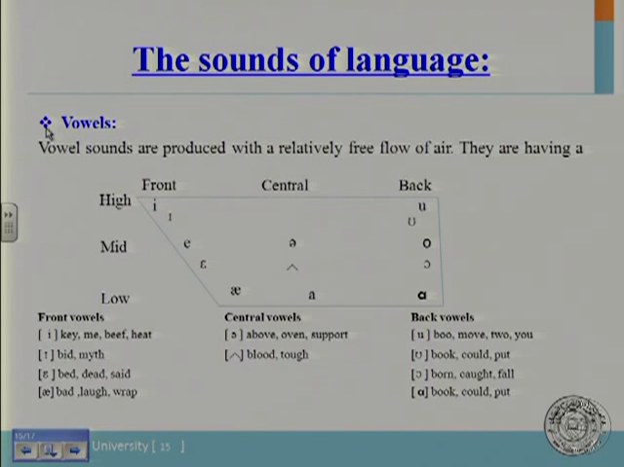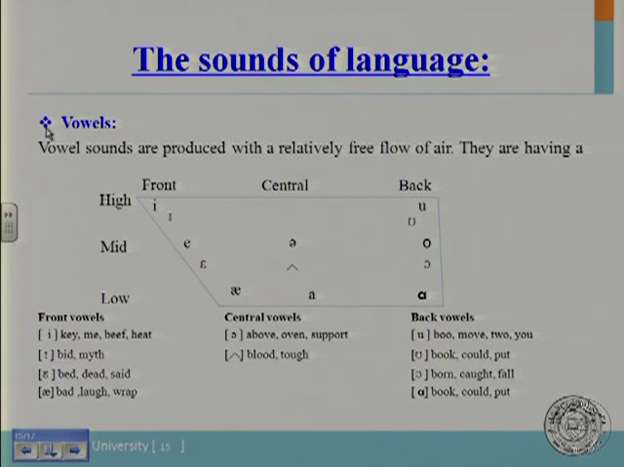Now, these are the essential sounds of vowels. Vowel sounds are produced with a relatively free flow of air. We said that this is the shape of the mouth. Now, as you see, the mouth is divided into four parts, four locations.